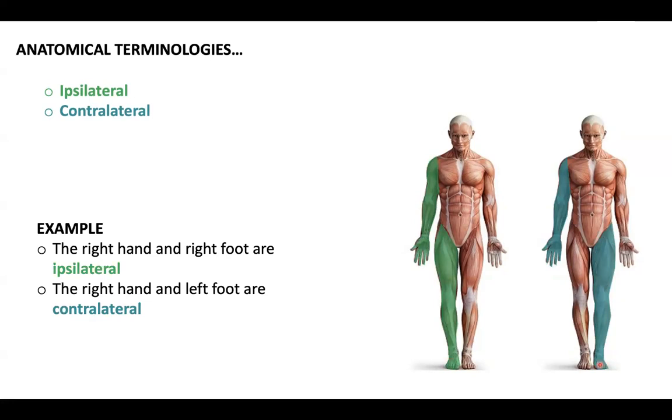And if we see some internal organs, for example, liver lies on the right side and right kidney lies on the right side. So liver and right kidney, they're ipsilateral. But left kidney lies on the left side. So liver and left kidney, they're contralateral. Spleen also lies on the left side. So liver and spleen, they are contralateral. So these are relative terms.